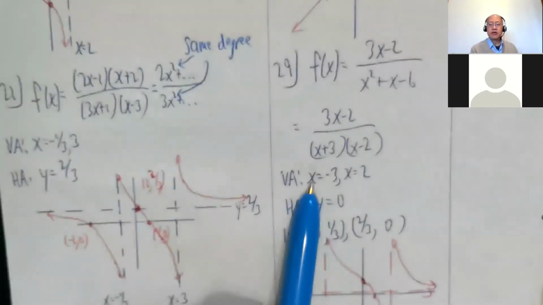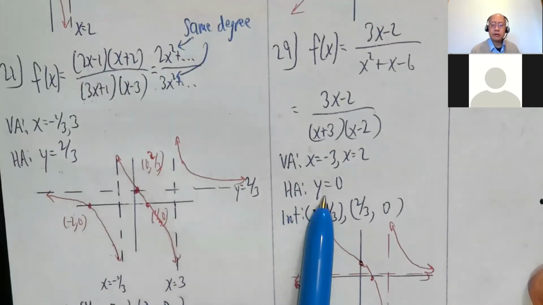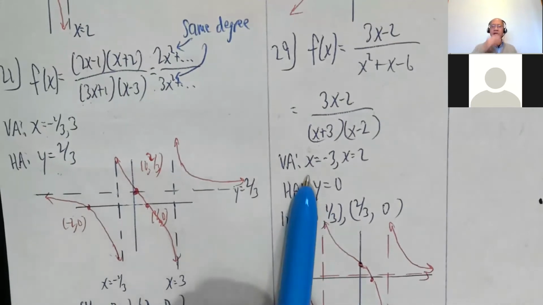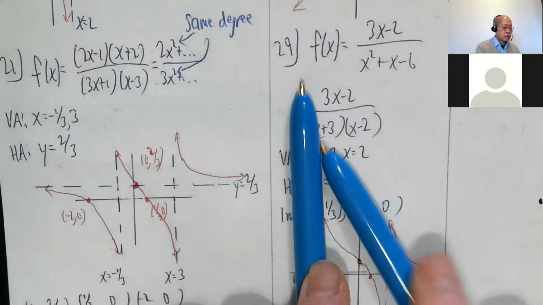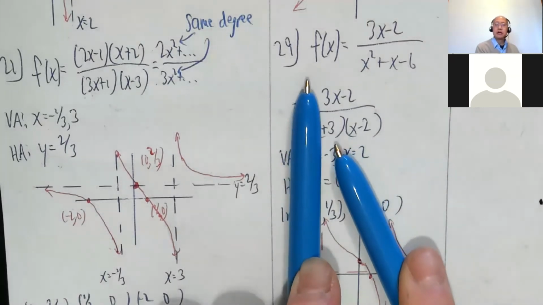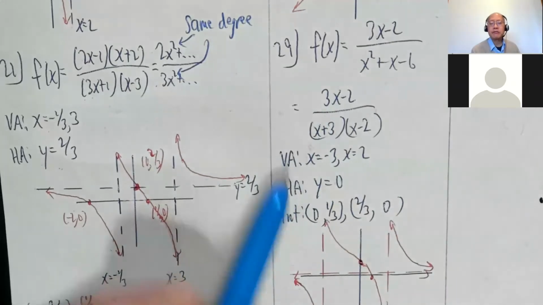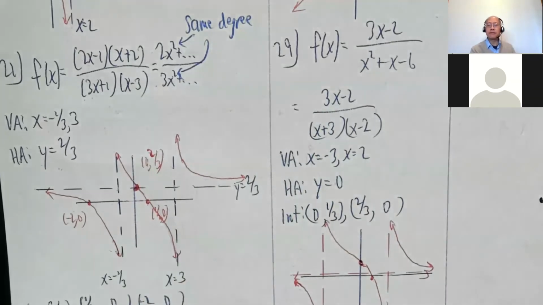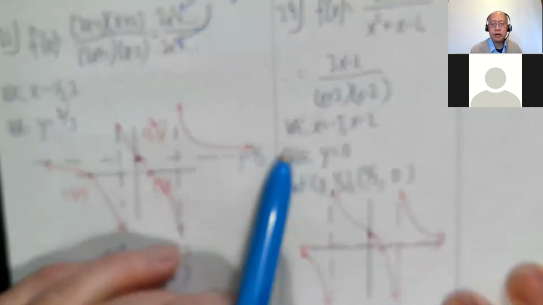So VA, vertical asymptotes, x equals -3 and x equals 2. Horizontal asymptote, y equals 0. By the way, I am picky about putting the x equals or y equals. I will take off points if you don't put it. If you just put -3, 2, and 0, that's not good enough. A vertical line, remember, has the equation x equals something, or a horizontal line has the equation y equals something. So you should put that down.